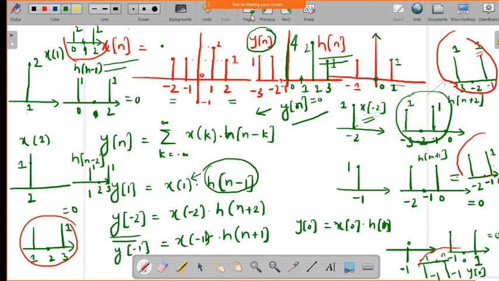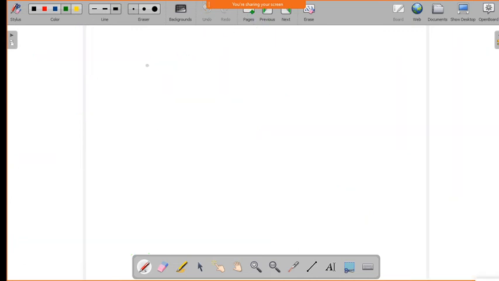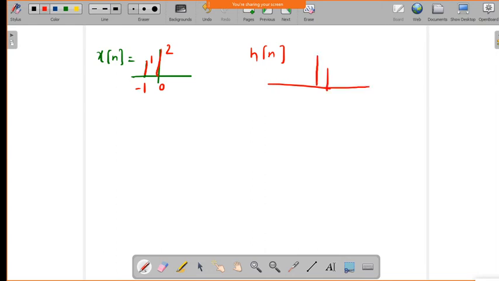So we will take one more problem, you will understand it better. I will take fewer values of index. x of n, I will take just 1, and then here at 2, and here at 1. At minus 1 I will take 1, and at 0 I will take 2. So now h of n I will give again, which is a simple one, which is having 1 and 2. Okay. So this is your impulse response.